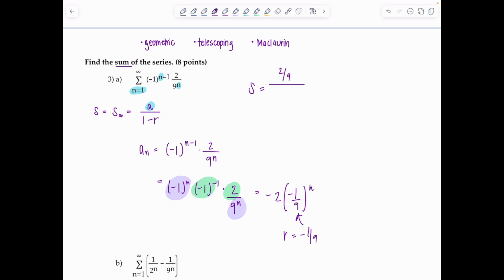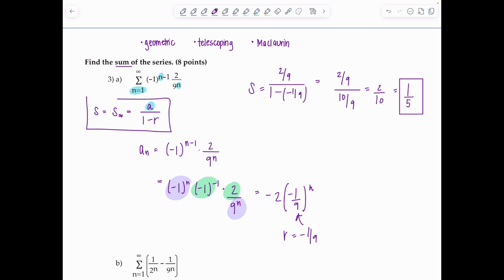Over 1 minus r is negative 1/9. Okay, so this is going to be 2/9 over 9/9, right? 1 plus 1/9 is 10 over 9. So this is 2 over 10, which is 1/5. Good? Okay. Remember, this formula is null and void if r is greater than or equal to 1.